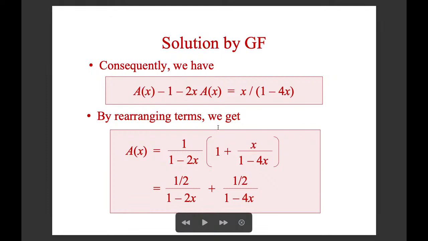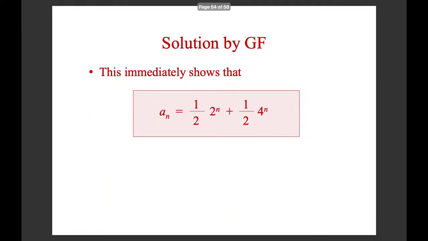And after rearrangement of terms, we find that A of x can be expressed as this one, and then we use partial fractions. We find that this is equal to this one plus this one. And now with the form of A(x) like this, it is fairly easy to compute the coefficient of x to the power n, and then we solve the problem. So by using that, we find that a_n is equal to half of 2 to the power n plus half of 4 to the power n.